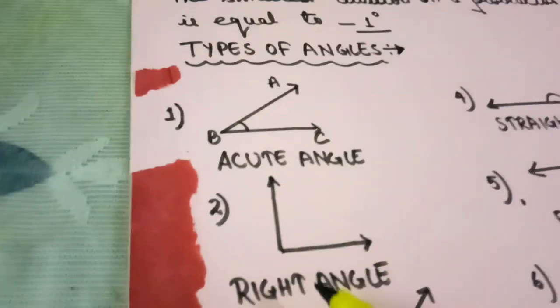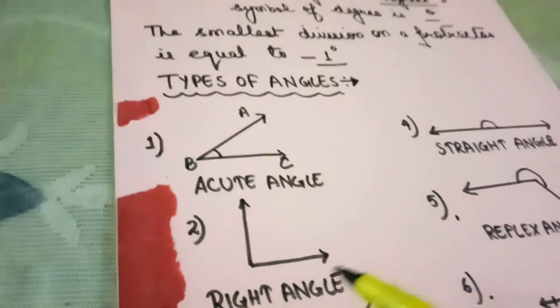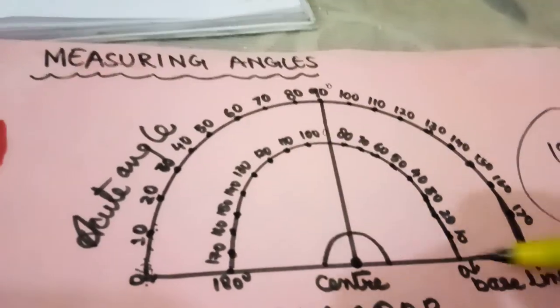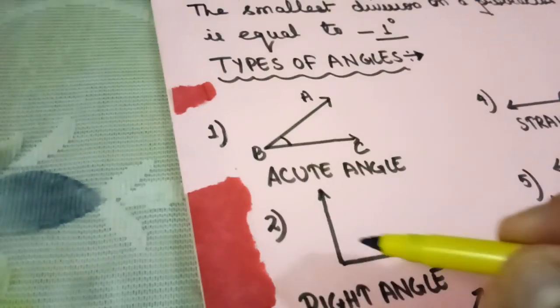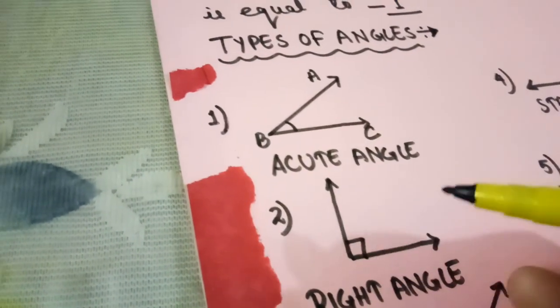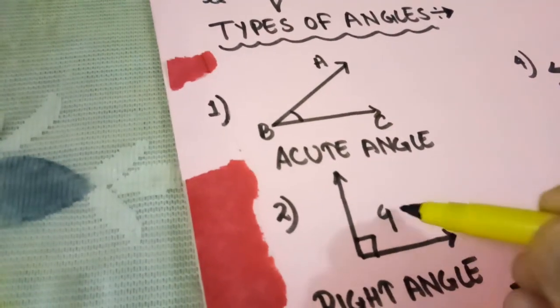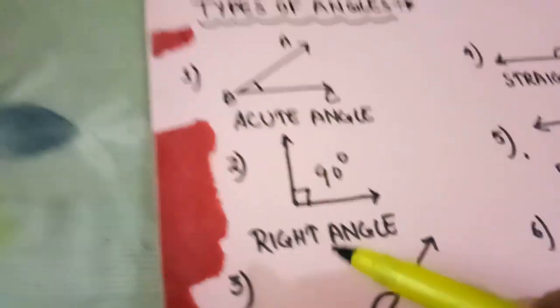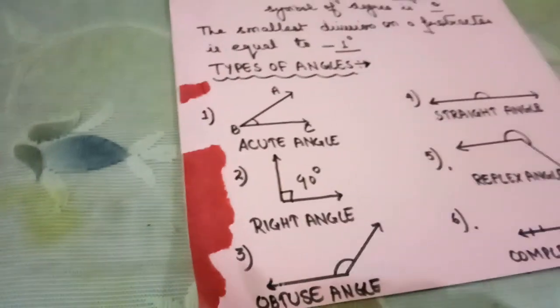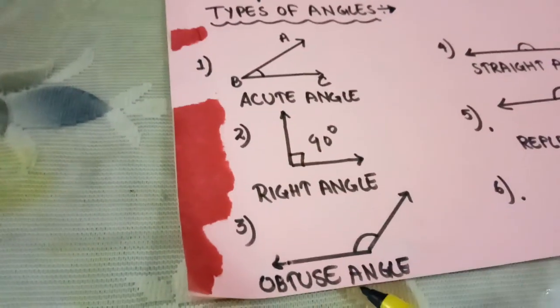Now next one is right angle. Right angle is exactly, you can see, at 90 degree. You can represent a right angle with this sign also, or you can represent 90 degree, which is known as a right angle. Right? Next one is obtuse angle.